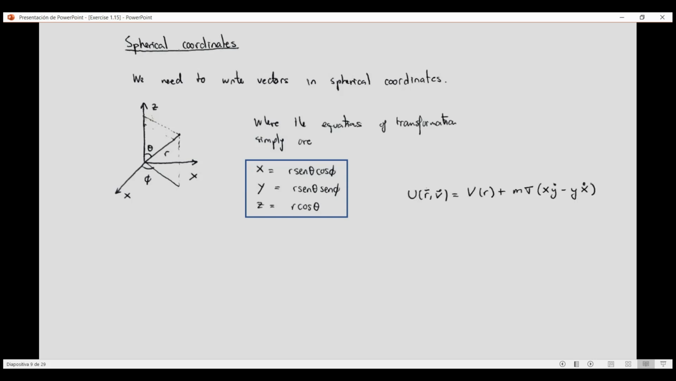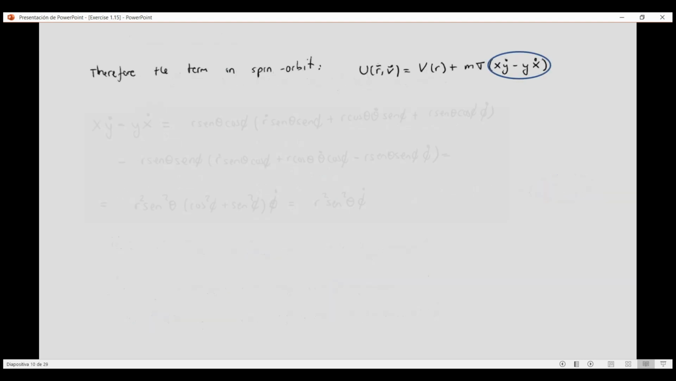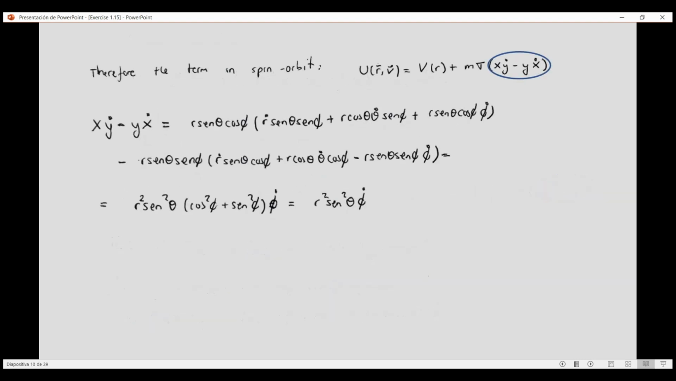The generalized potential in Cartesian coordinates was this, involving this term in sigma, x y dot minus y x dot. Then we simply need to find the derivatives of x and y with respect to time, carefully applying the chain rule since r, theta, and phi all depend on time. And then the sigma term of the potential becomes this. The calculation is quite straightforward. Many terms cancel out, and in the end, we are left with r squared, sine squared, phi dot.